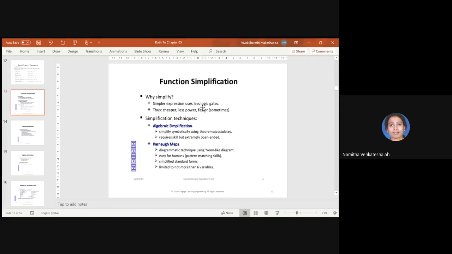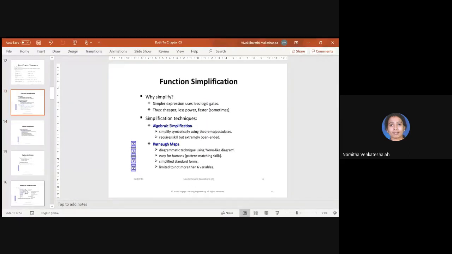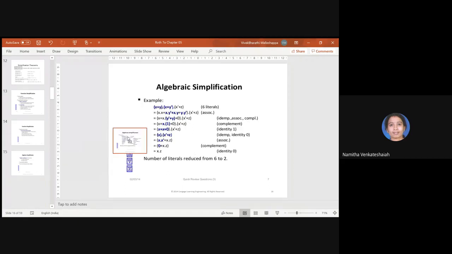So what are the three ways of simplifying? Algebraic simplification, Karnaugh maps, and Quine-McCluskey method. Okay, so among which we just discussed algebraic simplification. What is algebraic simplification? Here we have the example. So what is that example? (x plus y dash)(x dash plus z), having six literals, by doing various steps as we do in normal algebra. Finally, I obtained xz.